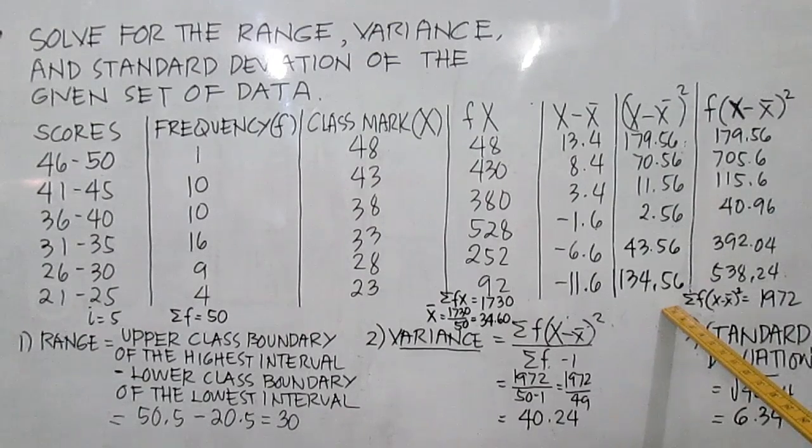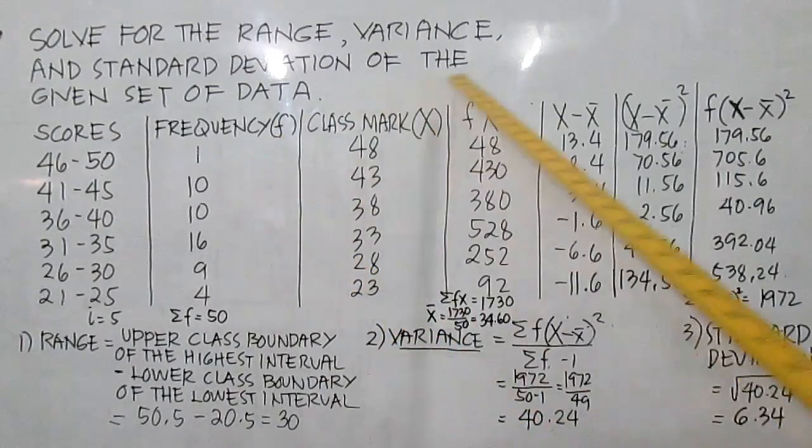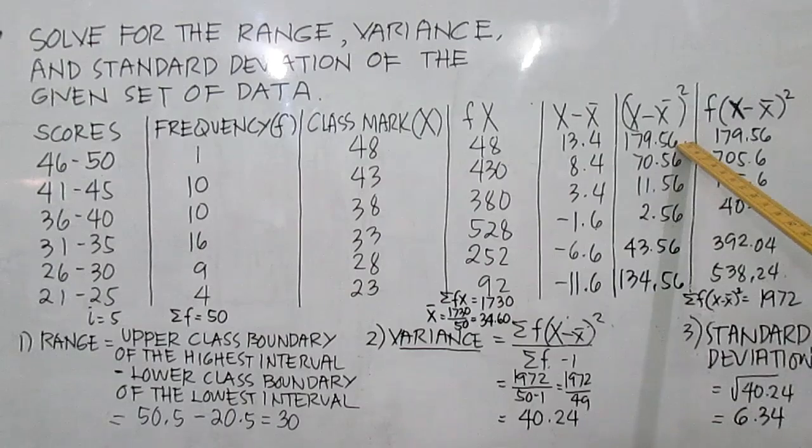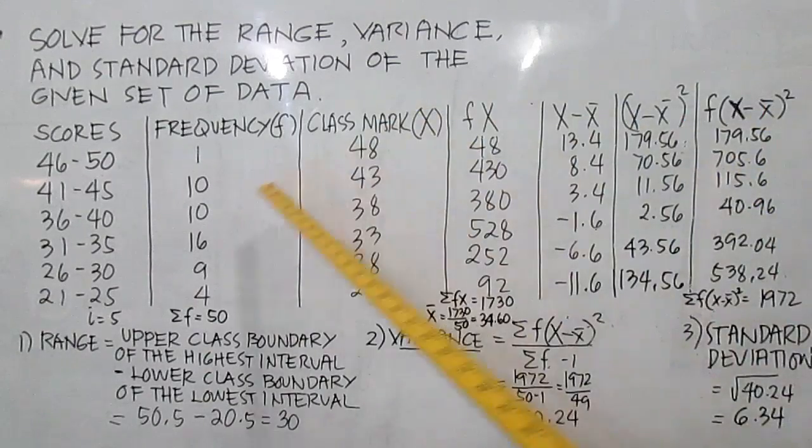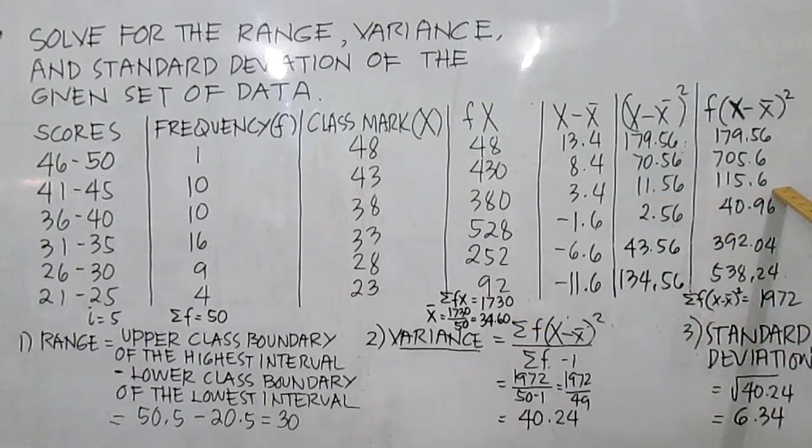We need these squares and the frequency. We're going to multiply the frequency and the squares, and the product is this. 1 times 179.56 is 179.56. 10 times 70.56 is 705.6. 10 times 11.56 is 115.6. 16 times 2.56 is 40.96. 9 times 43.56 is 392.04. 4 times 134.56 is 538.24. Find the sum. This is equal to 1,972.